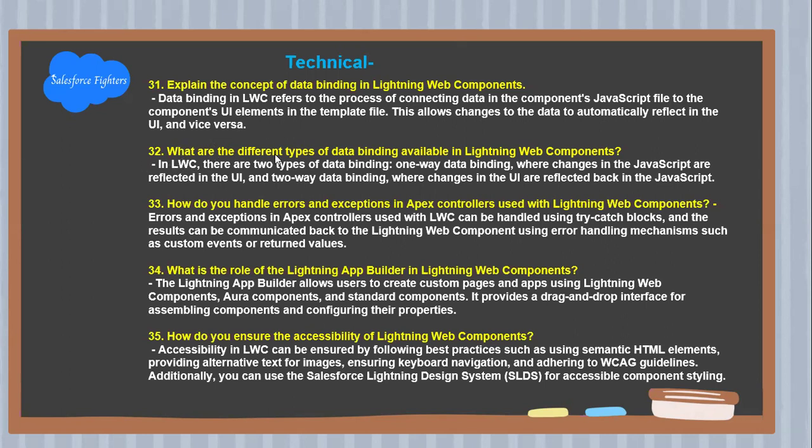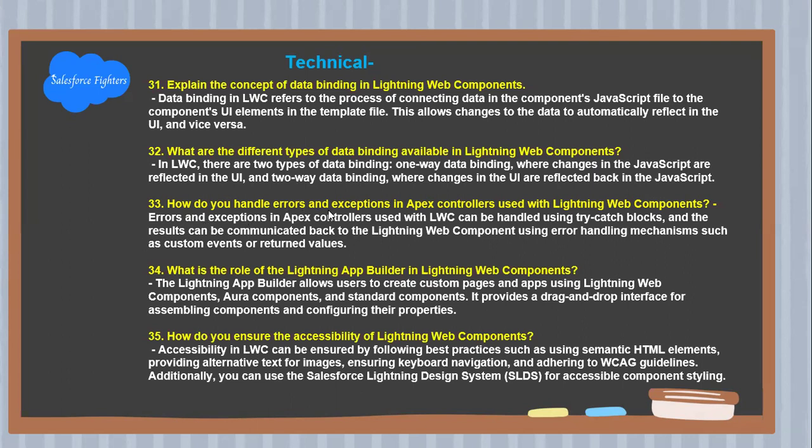Next question, what are the different types of data binding available in Lightning Web Components? In LWC, there are two types of data binding. One-way data binding, where changes in the JavaScript are reflected in the UI, and two-way data binding, where changes in the UI are reflected back in the JavaScript.